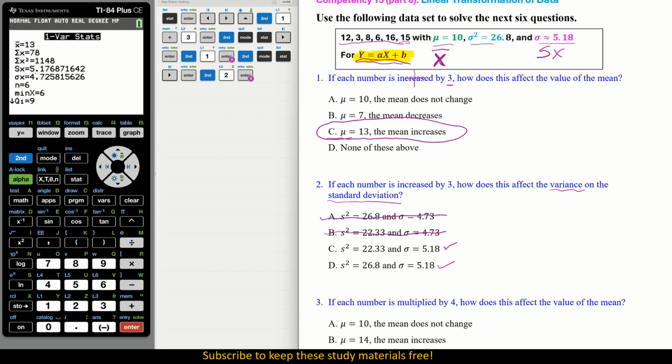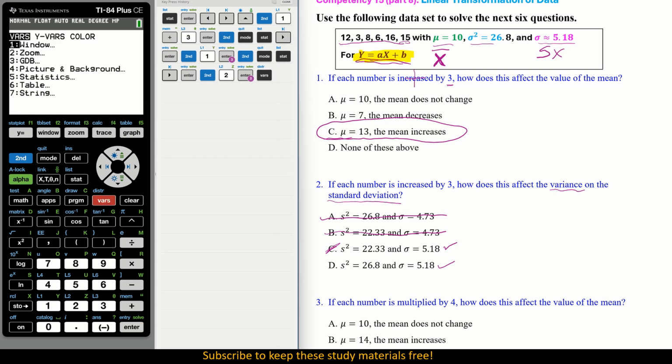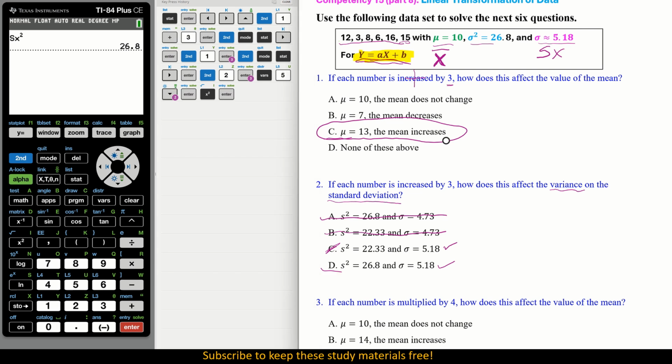Now we could just square that, or you can estimate it. 5 times 5 is 25, so it's going to be greater than 25. So that leaves us D. So we're not going with option C. How do we know that for sure? We can push vars, number 5, and arrow down to 3, or just push 3, push enter, then push x squared, enter again, and it is verified that our option is D.